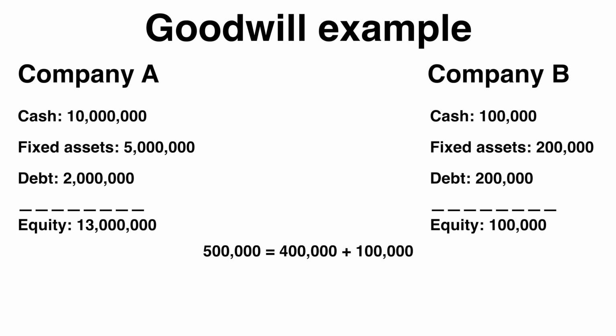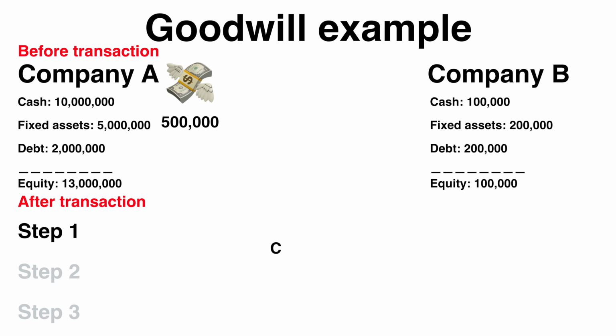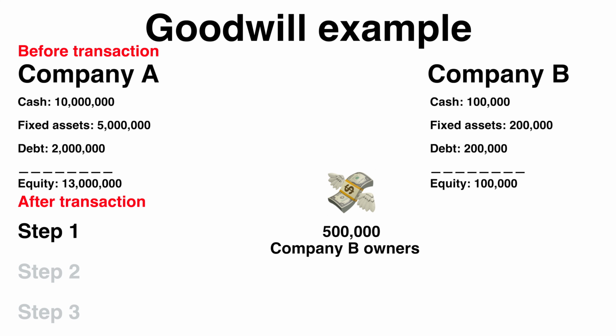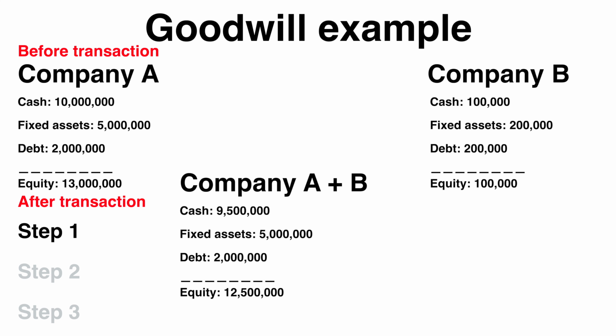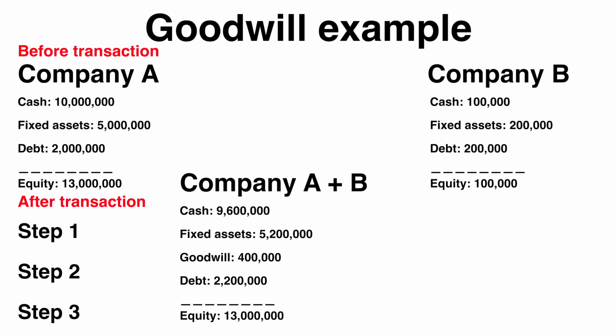Let's see how the transaction will work. First, 500,000 cash from Company A will be moved to the owners of Company B, and now Company A owns Company B with all its assets and liabilities. Next, Company A moves the 100,000 equity Company B had to its balance sheet. And finally, Company A needs to have the same equity as before the transaction. So they will record the 400,000 premium paid in cash on the goodwill account, and now their new balance sheet looks like this.